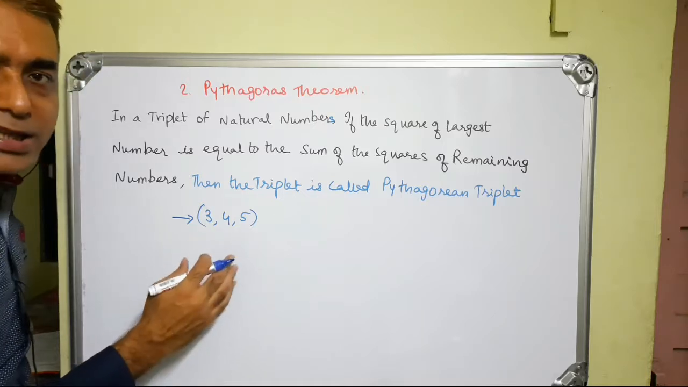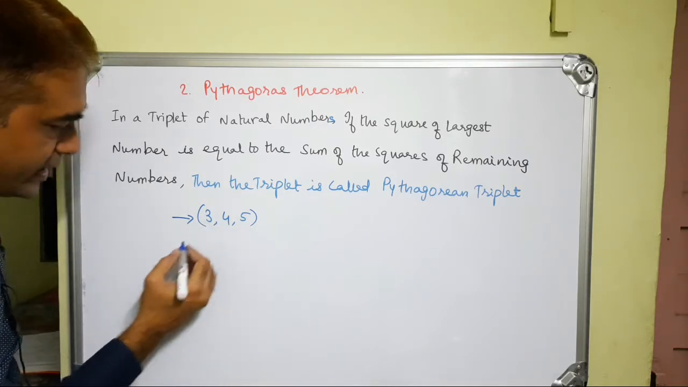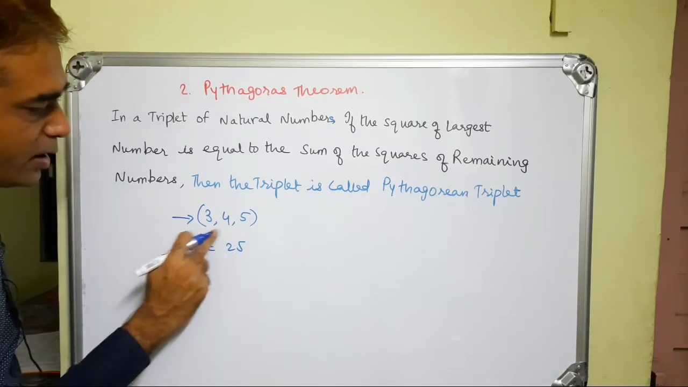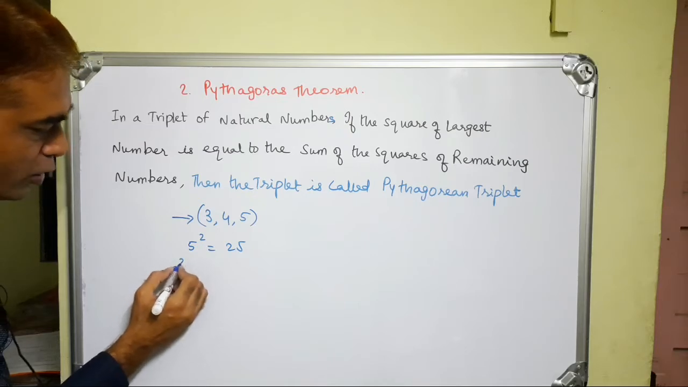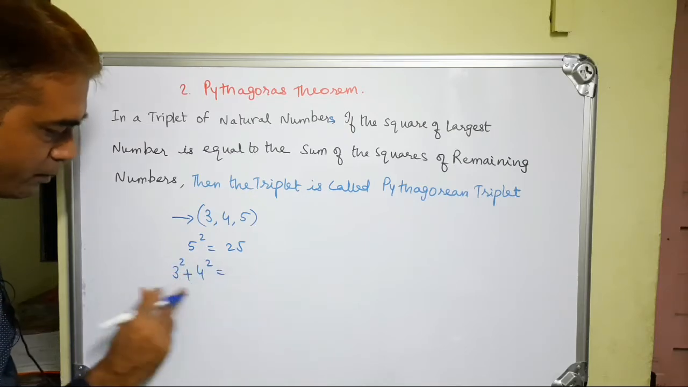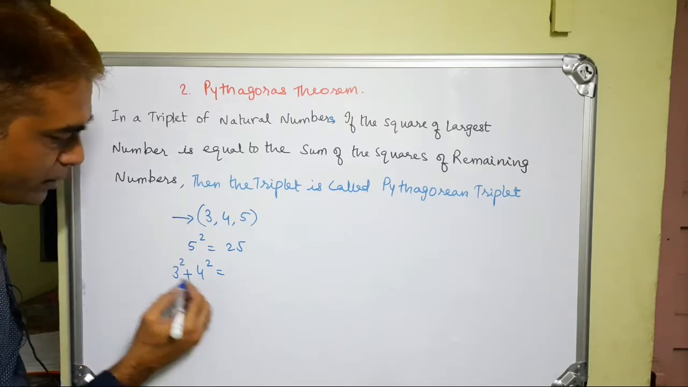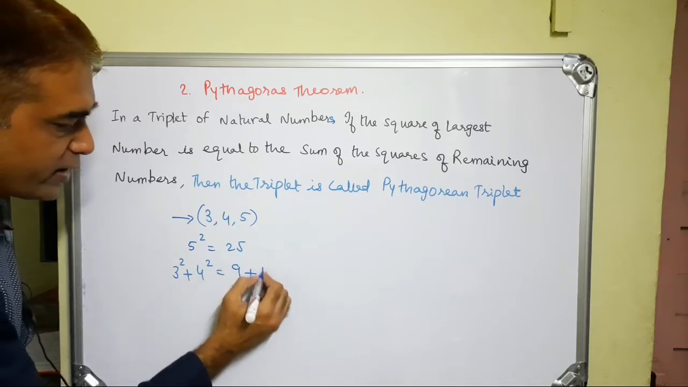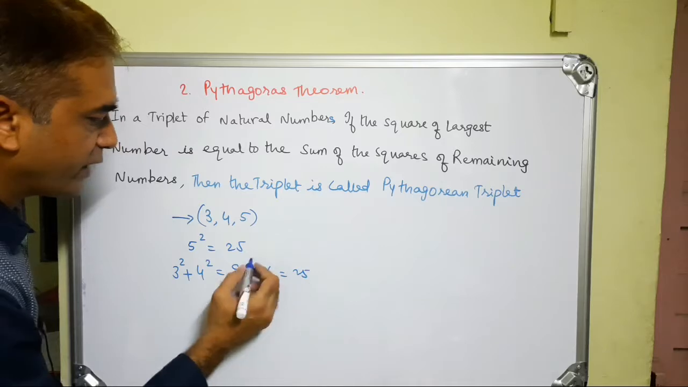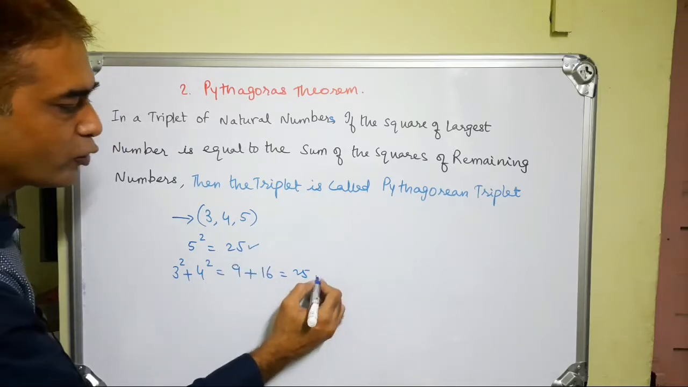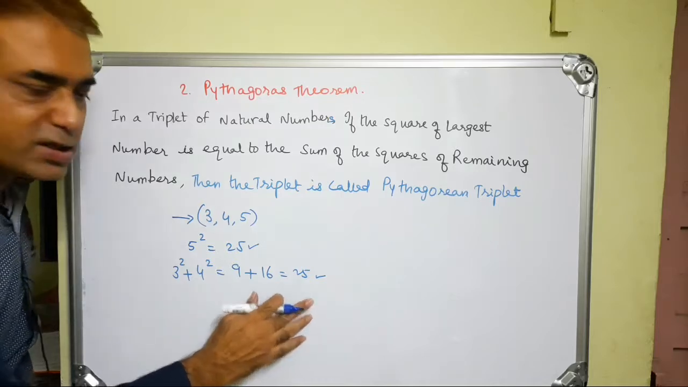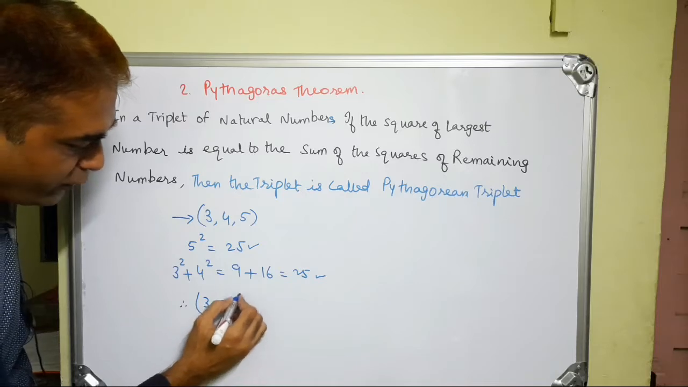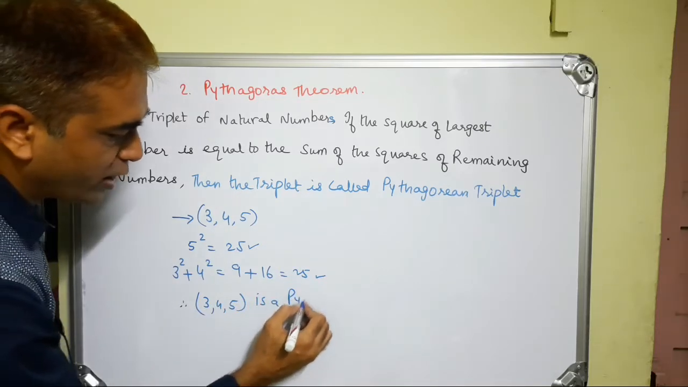So now let's see how this is a Pythagorean triplet. The largest number is 5, 5 square is 25, remaining two numbers are 3 and 4. So the sum of squares of remaining two numbers: 3 square is 9 plus 4 square is 16, and 9 plus 16 is 25. So the square of the largest number is equal to the sum of squares of remaining two numbers. Therefore we will write 3, 4, 5 is a Pythagorean triplet.